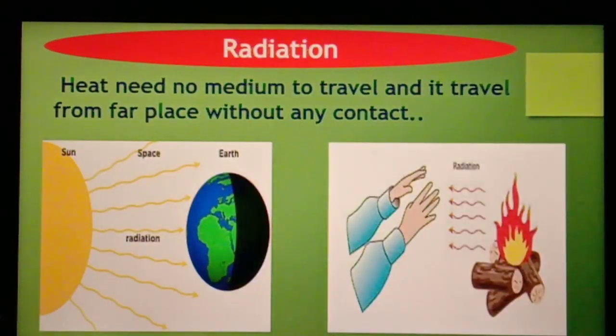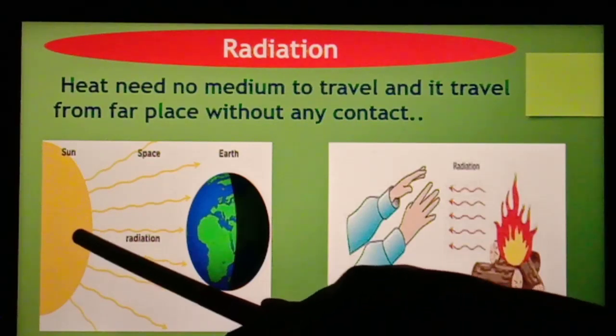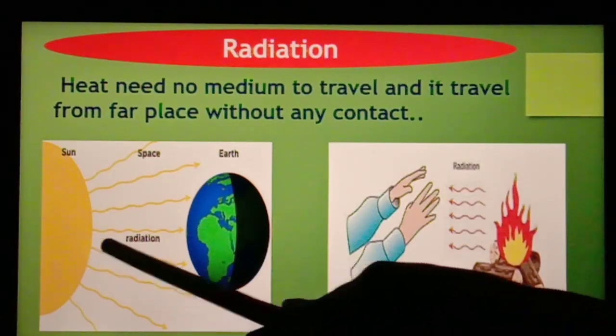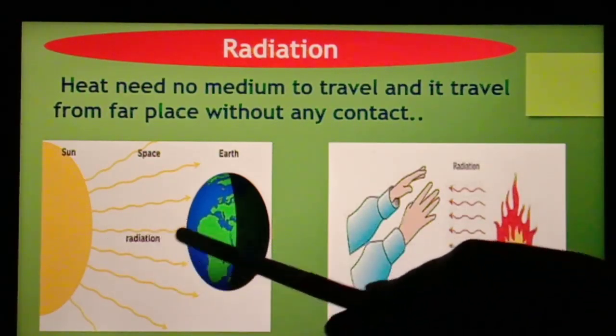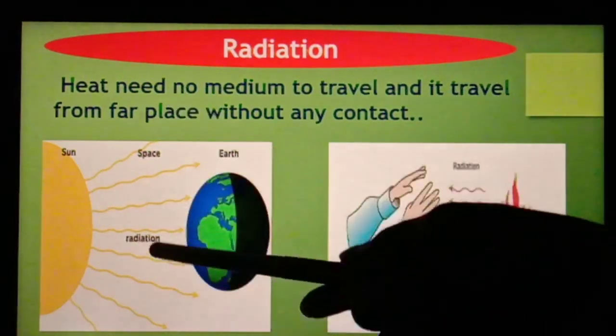Next is radiation. In this method, it doesn't need a medium. The radiation of heat can travel to you from a very faraway place. As you can see, the radiation of the sun is coming from very far away to the earth without any contact. It doesn't need any medium.